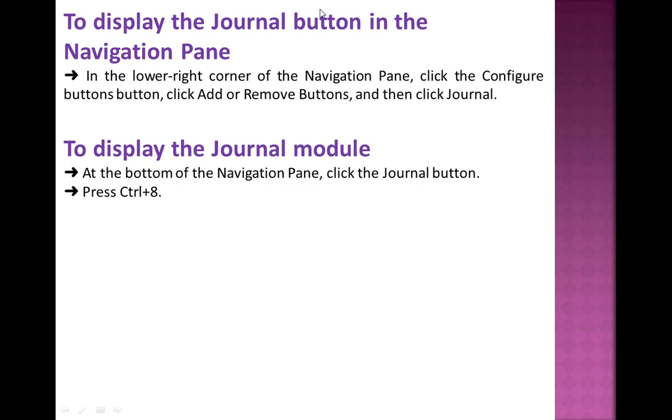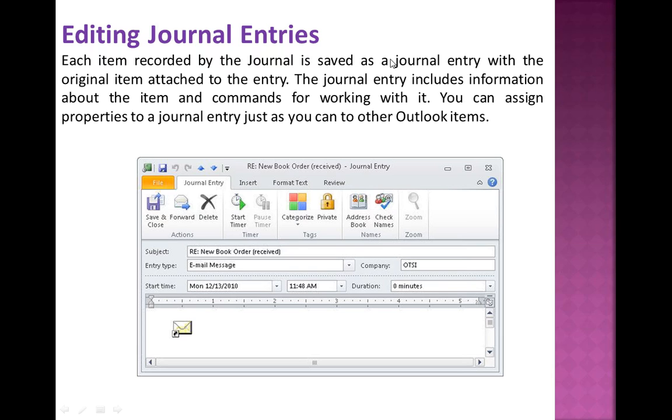Then how to display the journal button? In the lower right corner of the navigation pane, click the configure buttons, click the add or remove button and then click on the journal. At the bottom of the navigation pane, there is a journal button, or press Ctrl 8.